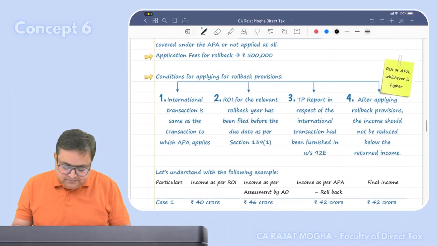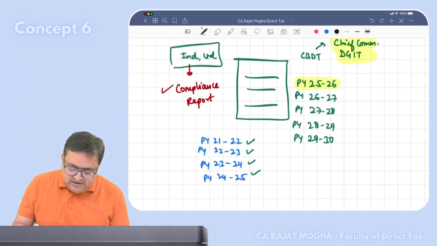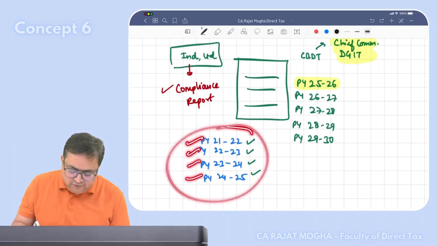Now, what are the conditions to be fulfilled? Very, very important. Guys, what are the conditions to be fulfilled for these 4 years if you want to go for rollback?